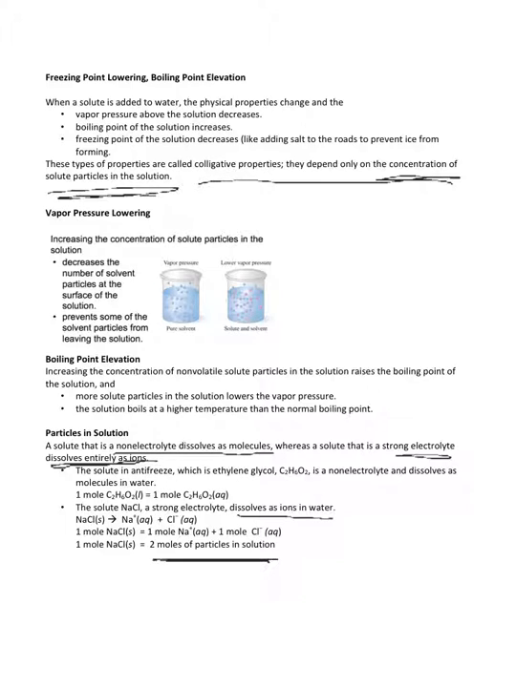So 1 mole of any covalent compound that does not dissolve as ions gives you 1 mole of particles. However, when you dissolve an ionic compound, you generally get 2 or more moles of ions for every 1 mole of salt that you dissolve.